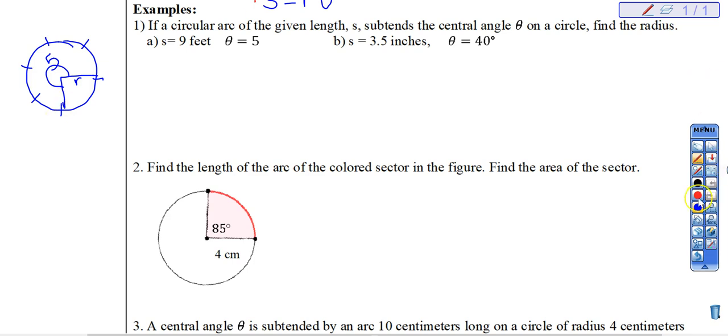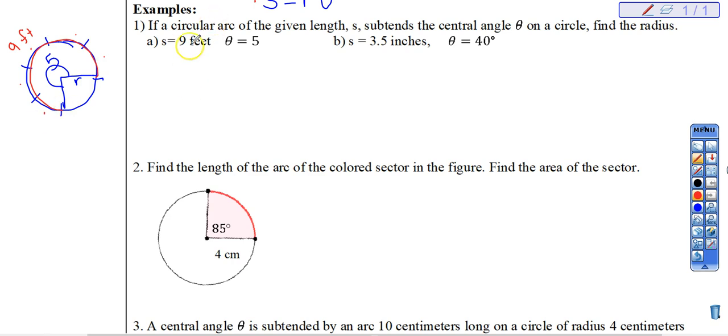Okay, and our S is 9 feet. The whole thing. So what is our radius? How would we determine that? This is 1 radius, 2 radiuses, 3 radiuses, 4 radiuses, 5 radiuses. 9 feet equals 5 radiuses.